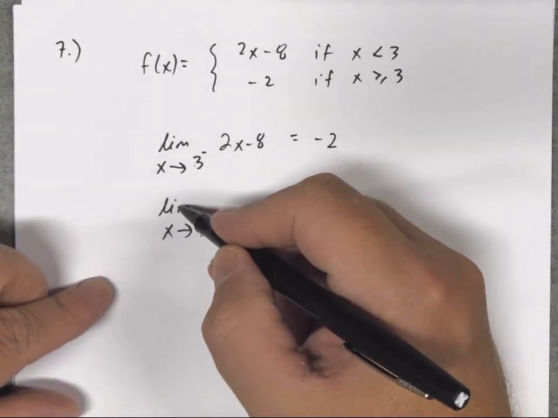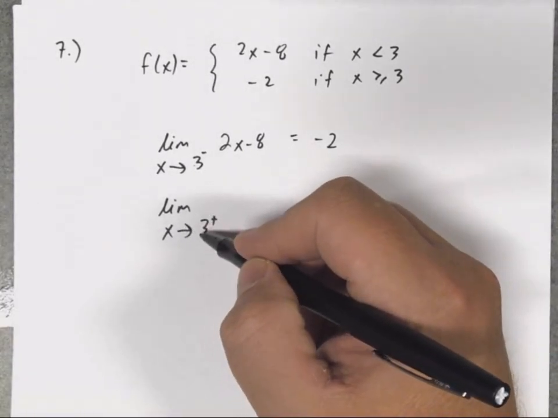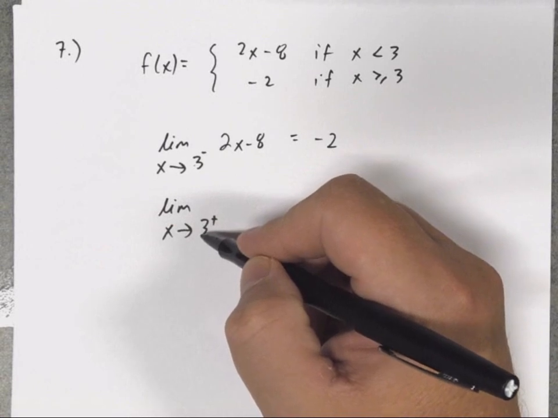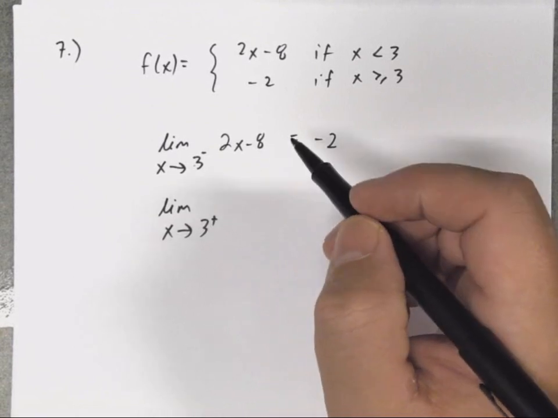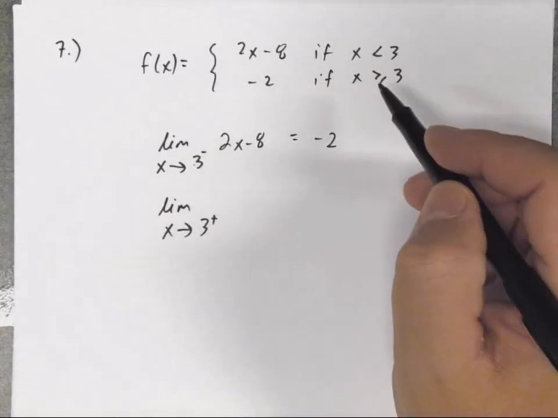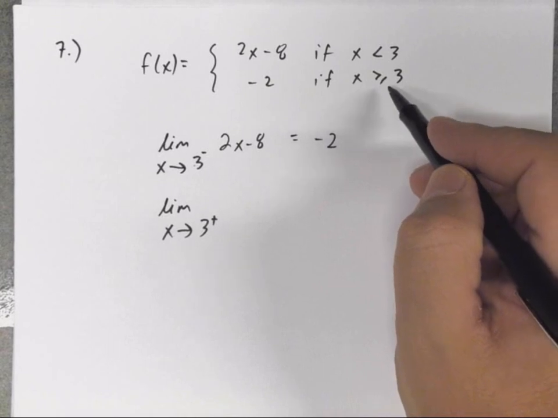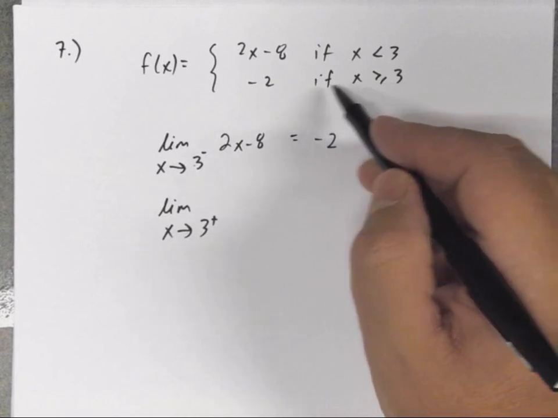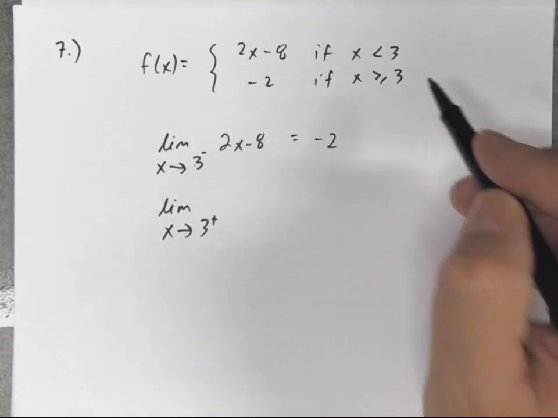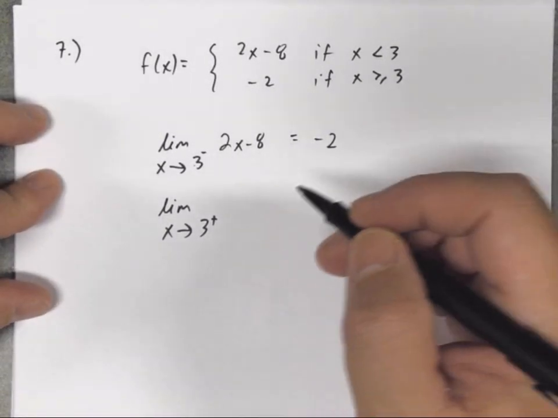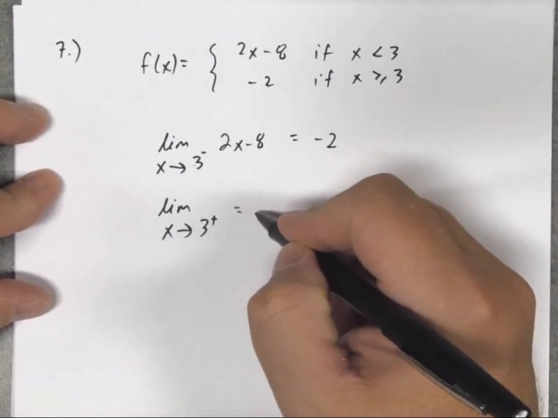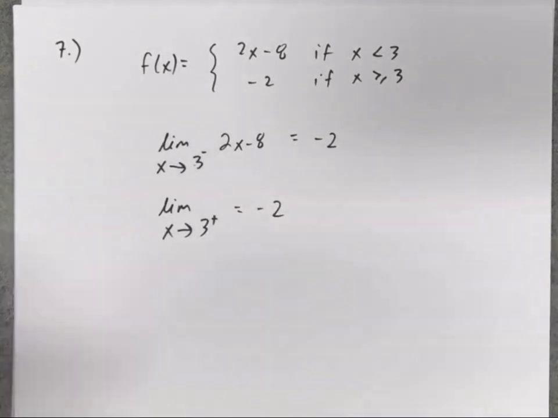Now let's see what happens if I approach x from the high side as I get close to 3, where all my numbers are a little bit larger than 3. If I go to my function, when the values are greater than or equal to 3, you end up using the second expression. In this case, there's no math to do, and the limit is negative 2.